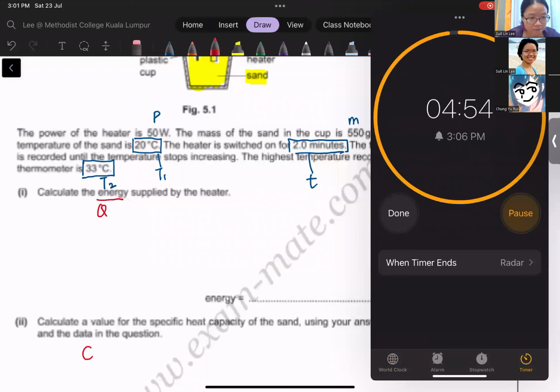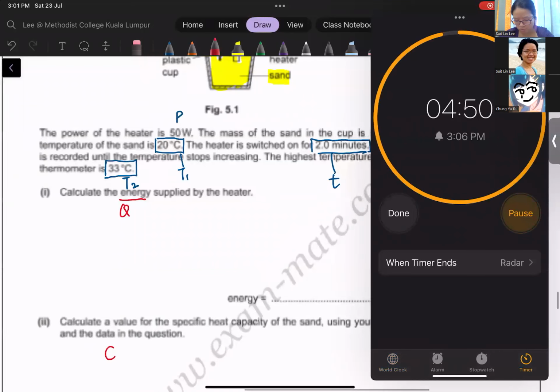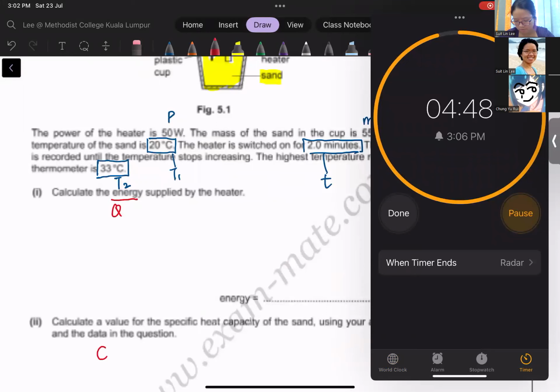If you want the soft copy of the question, I'll throw it in.